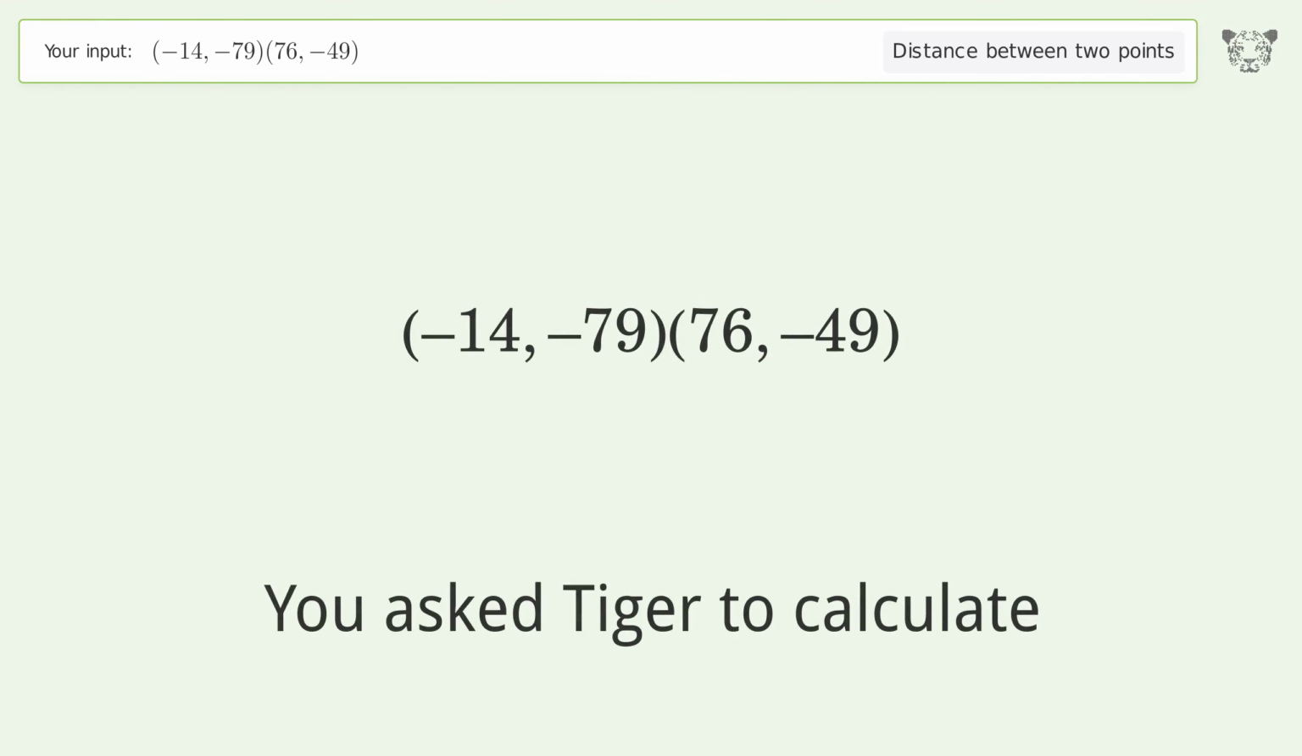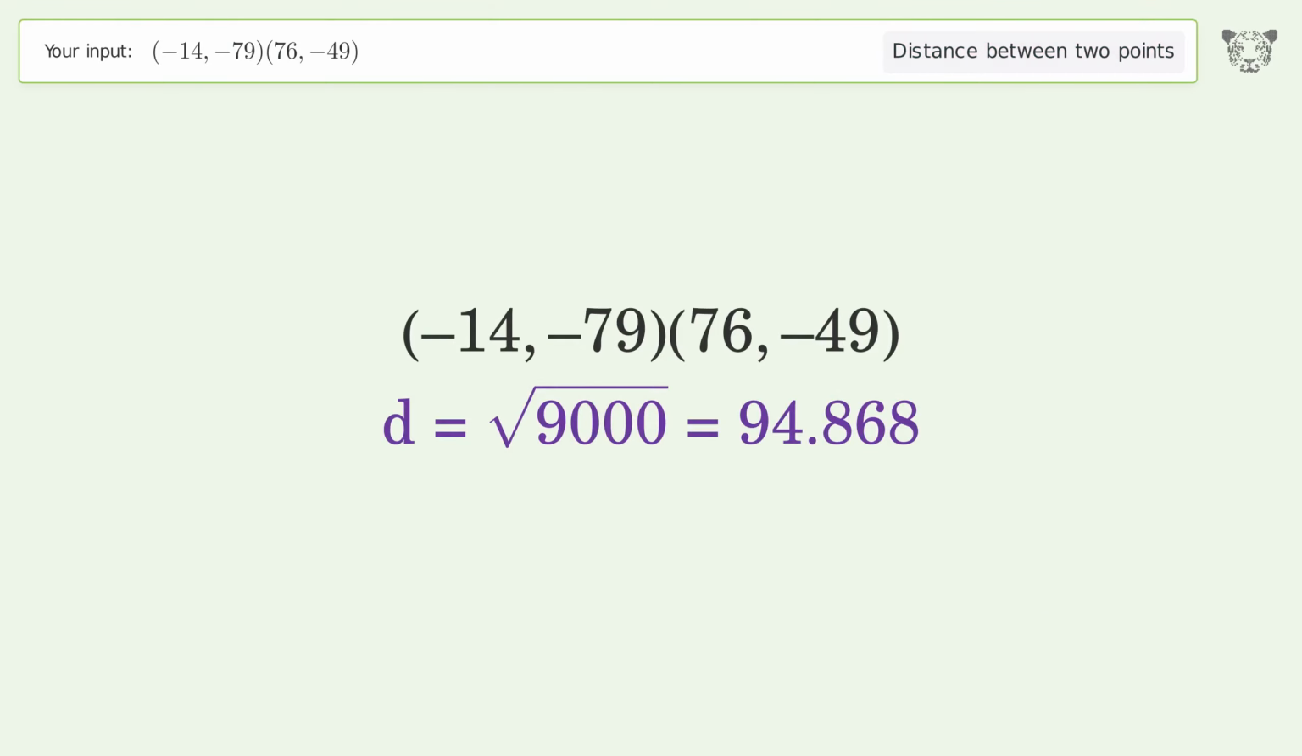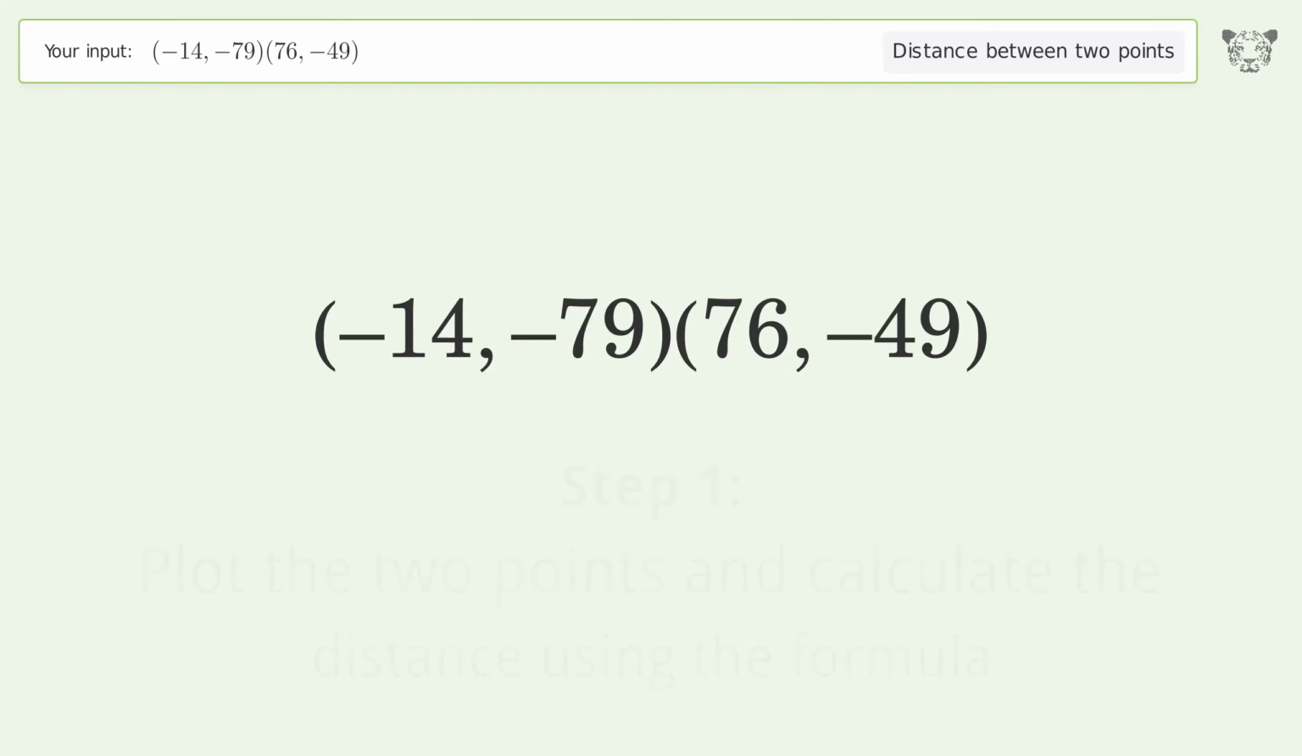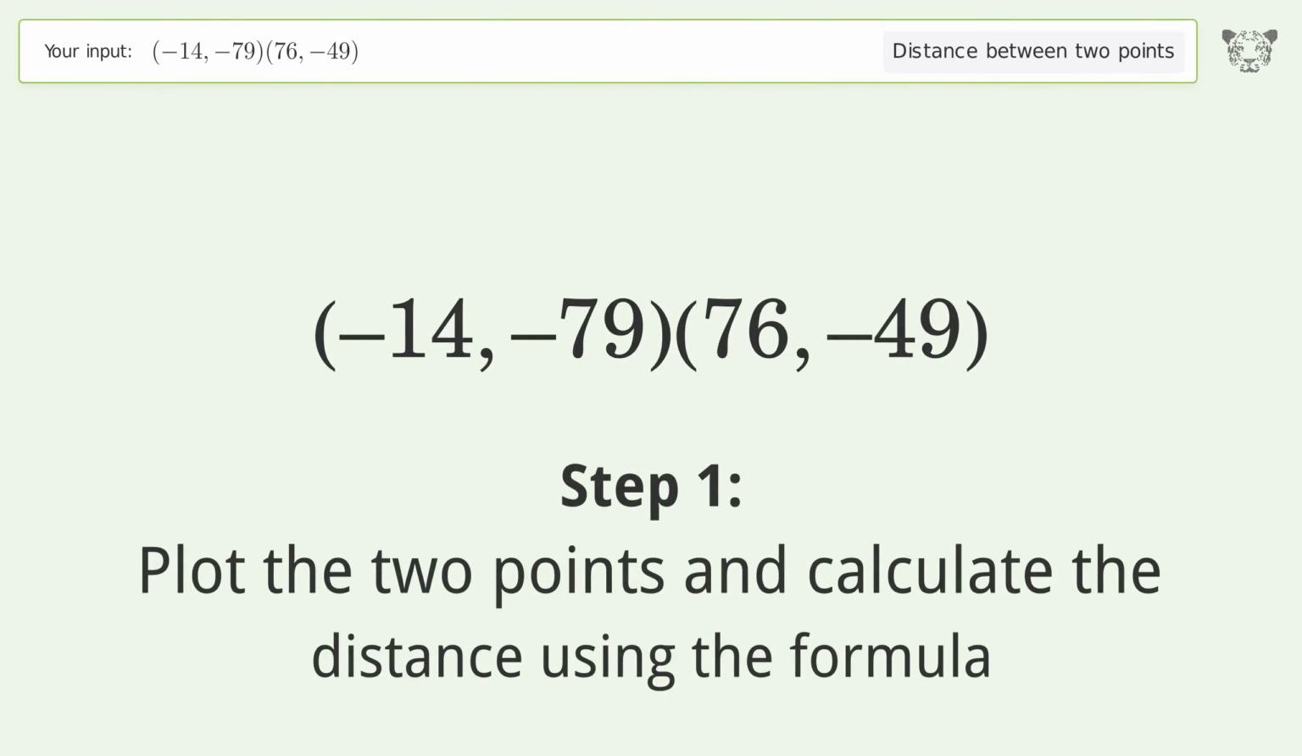You ask Tiger to calculate. This deals with the distance between 2 points. The distance between the 2 points is the square root of 9,000 or 94.868. Let's solve it step by step. Plot the 2 points and calculate the distance using the formula.